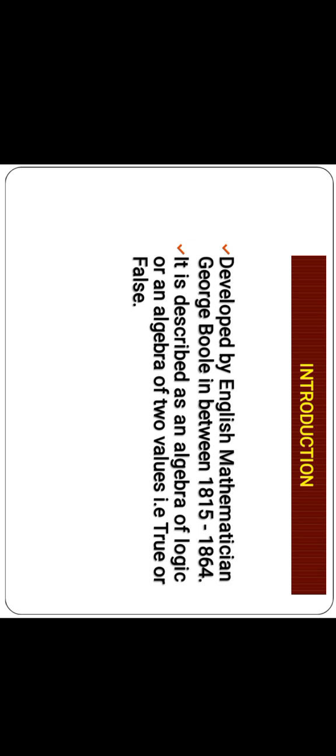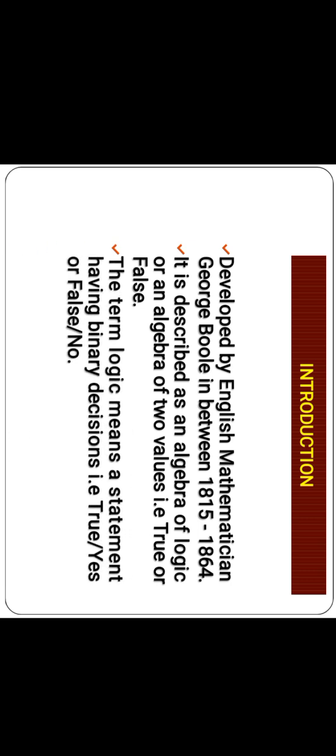It is described as an algebra of logic or an algebra of two values, that is true or false. The term logic means a statement having binary decisions: true or yes, or false or no. Boolean algebra is a system of mathematical logic. It differs from both ordinary algebra and the binary number system.